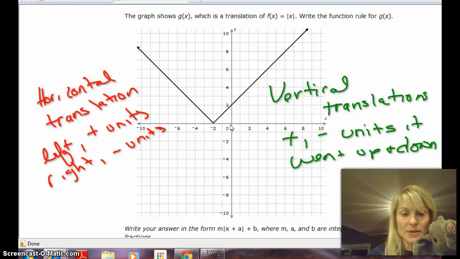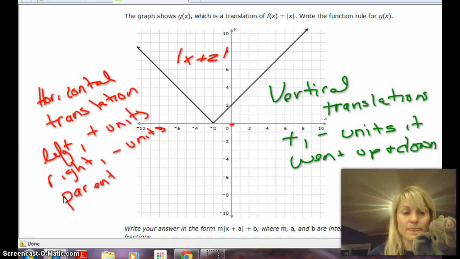So in this case, it was at 0. It went left 2, so I'm going to have the absolute value of x plus 2. Okay? And then, oops, I already made a mistake. This was my next note. It has to be in parentheses. So in this case, because we have absolute value, we're just going to do plus 2. And so horizontal must be in parentheses.